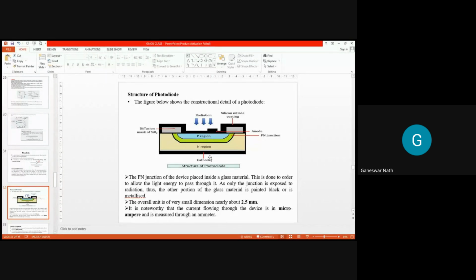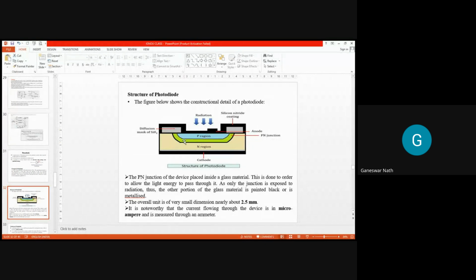This is the anode, this is the cathode, and this is the diffusion area with a silicon oxide or silicon nitride coating. Here you can give the metallic contact, and the radiation coming from the sun gets incident over this region. Once the radiation is incident on the P region, it helps displace the holes, and the holes may move towards the N region, while the electrons transit from this region to the other region.